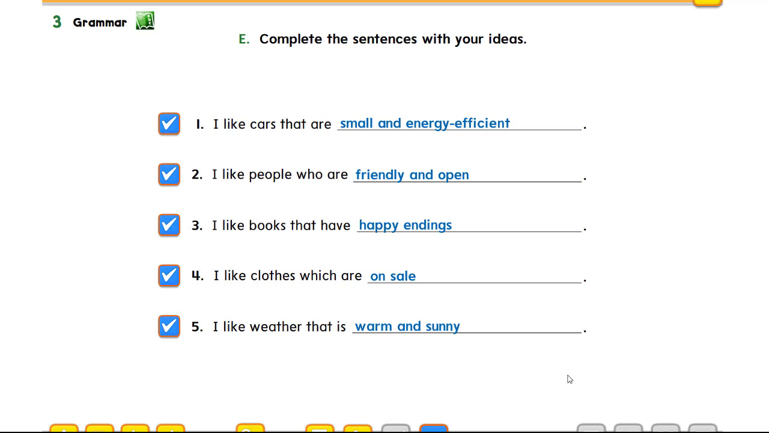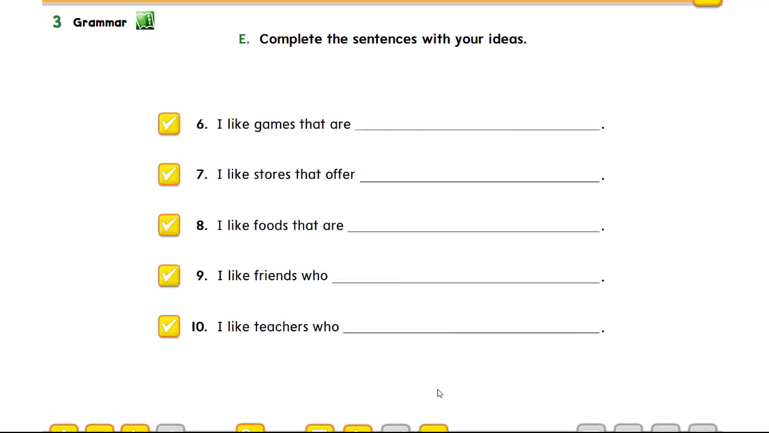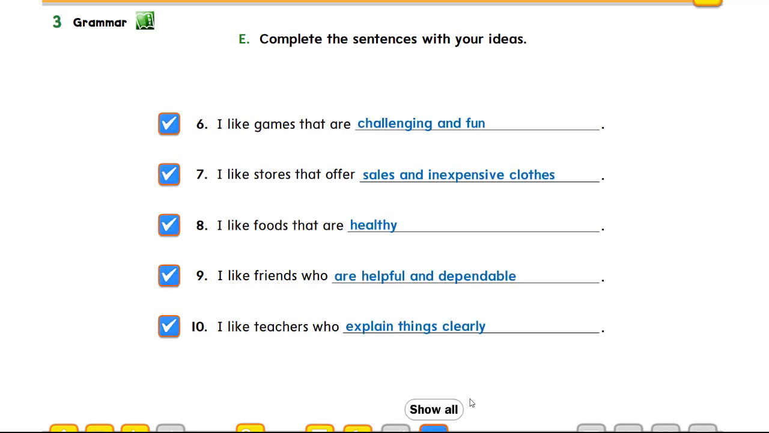Number 3. I like books that have happy endings. الكتب ذات النهاية السعيدة. 4. I like clothes which are on sale. الملابس التي عليها تخفيض. 5. I like weather that is warm and sunny. الطقس الدافئ والمشمس.